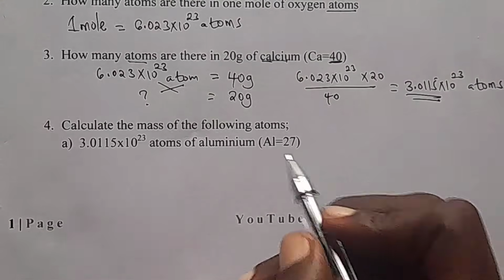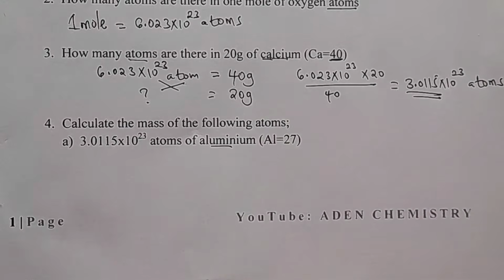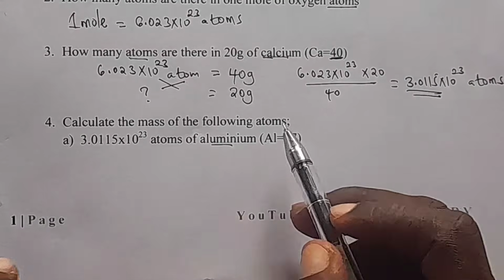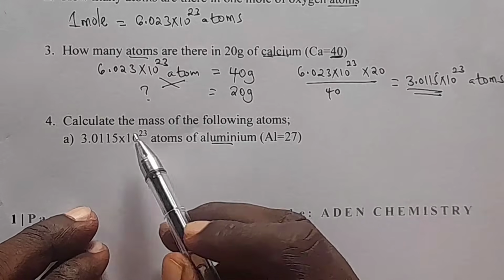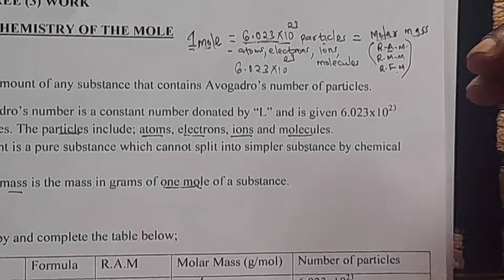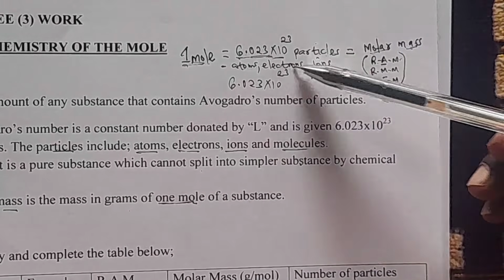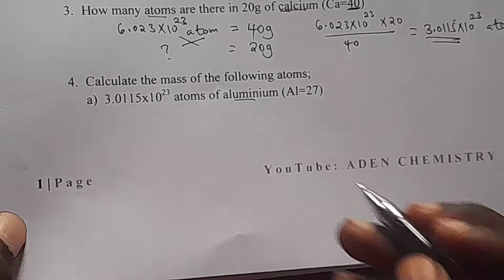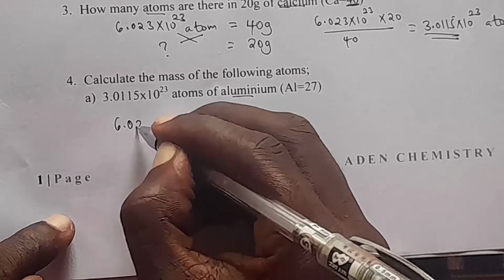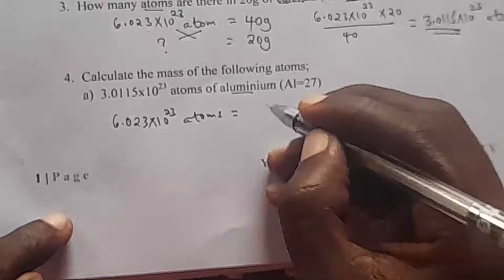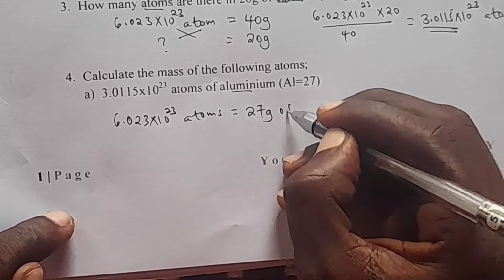If we are dealing with aluminum, aluminum is a metal, so it's an element. That means I'm going to get it from the relative atomic mass. So, calculate the mass of the following atoms. I'm given 3.0115 times 10 power 23 atoms of aluminum. So the relationship will be 6.023 times 10 power 23 number of particles will be equal to the molar mass of aluminum. So we are going to write that here: 6.023 times 10 power 23 number of atoms will be equal to 27 grams of aluminum.